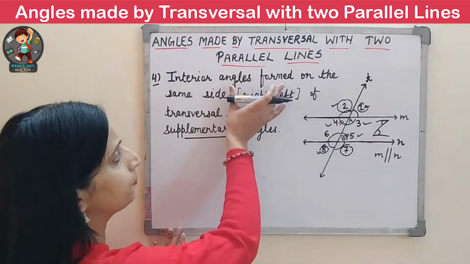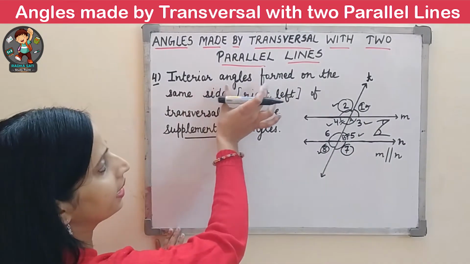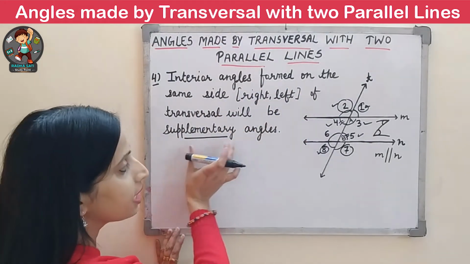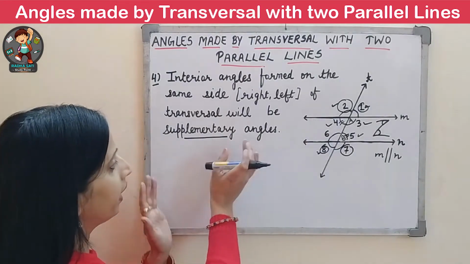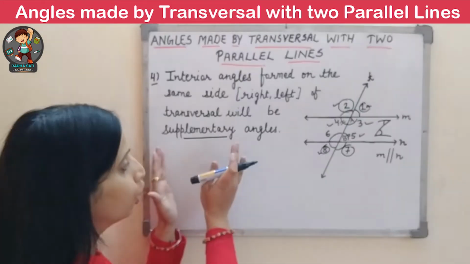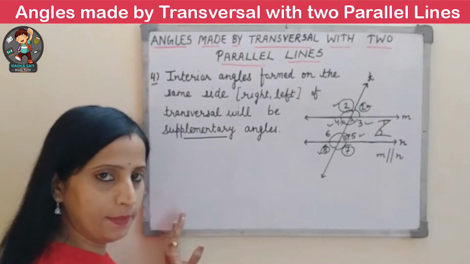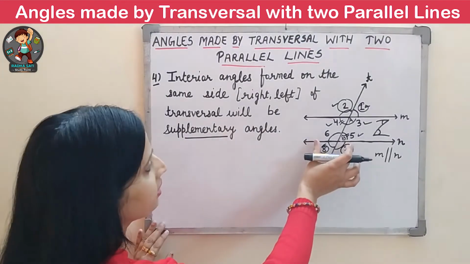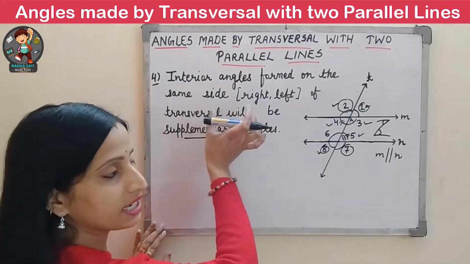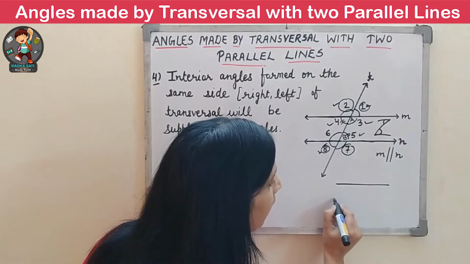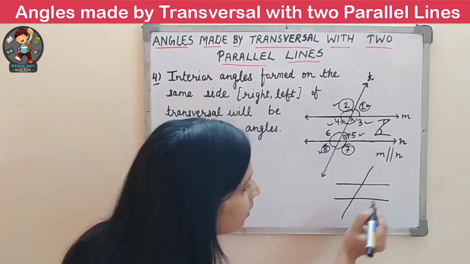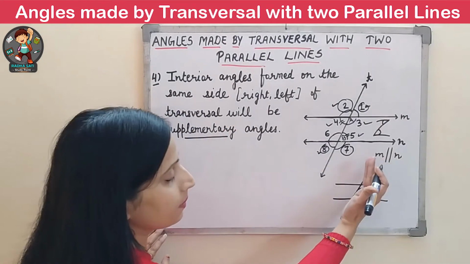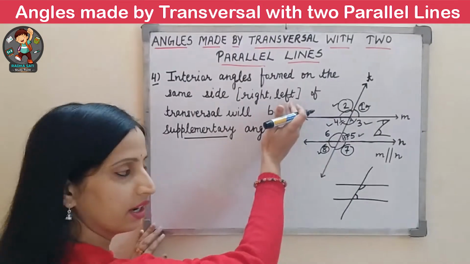Now the fourth important property is interior angles formed on the same side of the transversal will be supplementary angles. Here the word supplementary means two angles are said to be supplementary angles if their sum is 180 degrees. For example, if these are two parallel lines and this is the transversal, then these are interior angles formed on the same side. Same side means either right or left.